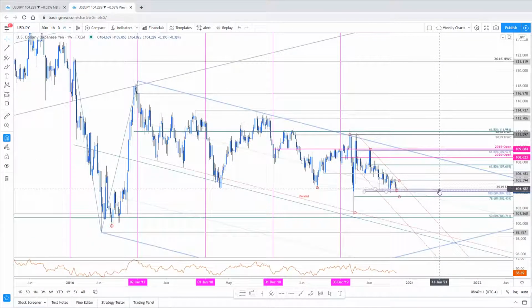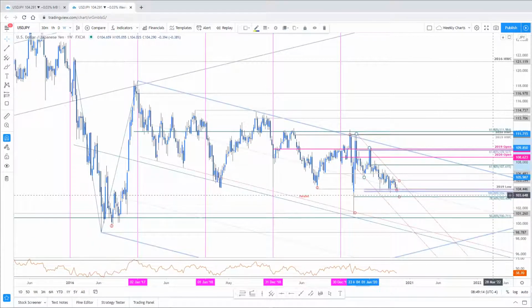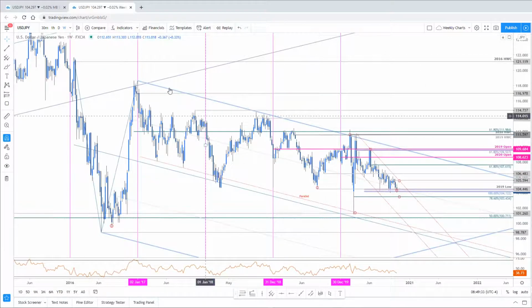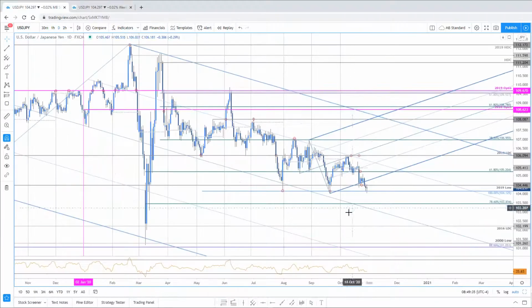Absolutely critical. You're looking at the 100% extension from the decline off the late March high. You have the lows from 2019, the lows from July, the lows from September. You're there now. Watch for inflection here. Dollar yen's at critical support. Weekly close below 104.12 is necessary to keep the short bias going.